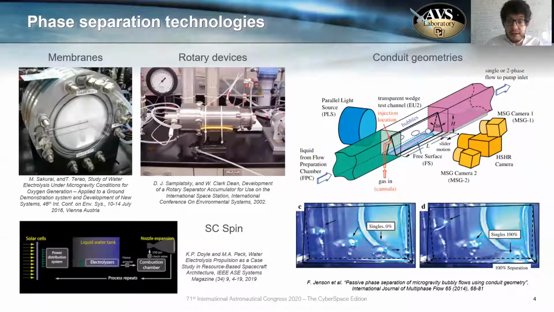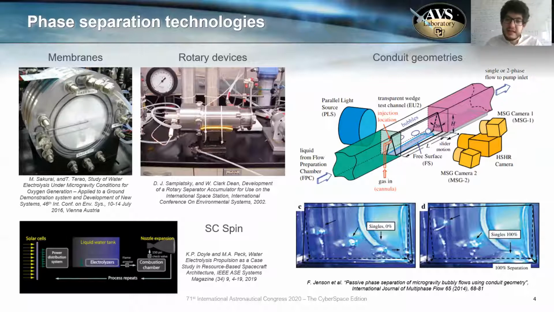The first ones are membranes. Membranes are unpowered, but they have a limited lifetime because the membrane degrades. We also have rotary devices, but rotary devices require a power input, and they actually induce a significant acceleration disturbance to our spacecraft. Some alternative concepts, for instance the spacecraft spin, which is basically the same as a rotary device, where the rotary device is the spacecraft itself, were proposed by Doyle and Peck for a pair of CubeSats.